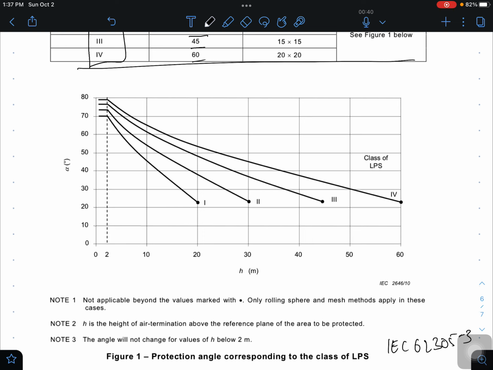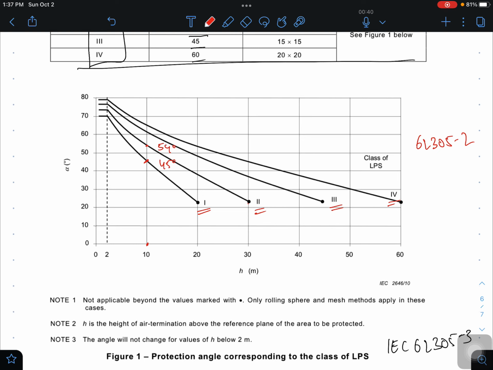So let us suppose you have chosen class 1 or class 2 or class 3 or class 4 based on your risk assessment study performed as per IEC 62305-2. So let us suppose you choose class 2. So for a 10 meter height, class 2 is providing 54 degree. Class 1 is providing 45 degree. So you see, not always 45 degree is the value. In case your risk assessment says it is class 2, then you can go for 54.